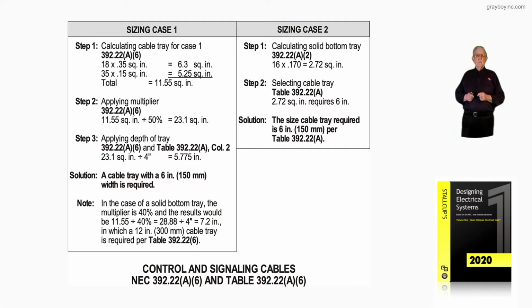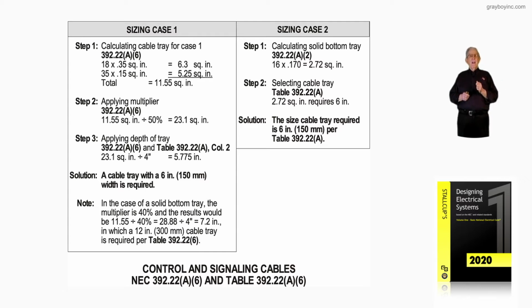Now this illustration deals with control and signaling cables. In accordance with 392.22(A)(6) and Table 392.22(A), we're performing the calculation according to this section in the table. Case 1 is to the left, and notice step 1, we are referencing 392.22(A)(6). We have 18.3 square inch area for those conductors listed there. And when we do the math, that's a 6.3 square inch area.